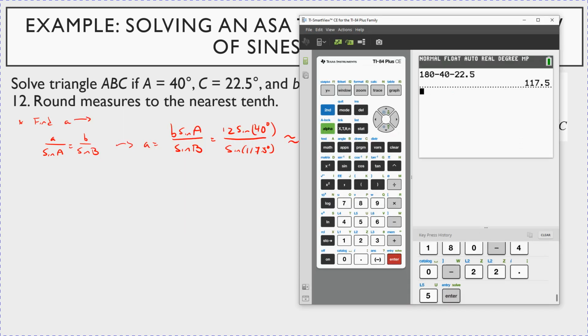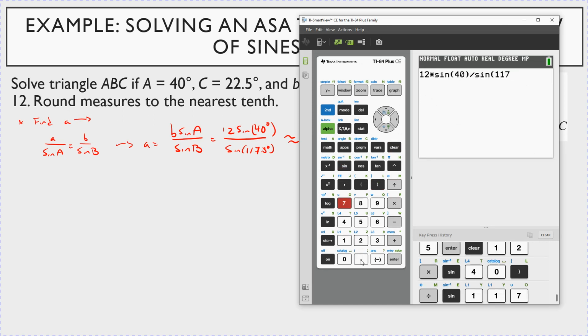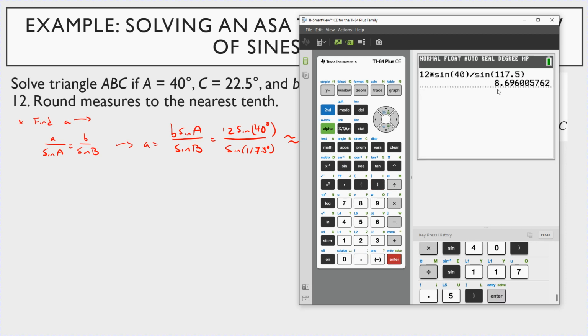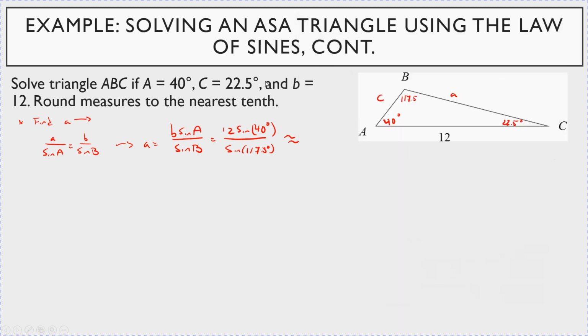Trusty calculator. 12 times sine of 40 divided by sine of 117.5, excuse me. Well, look, when we round this, we get roughly 8.7. All right, so that's a. Boom.